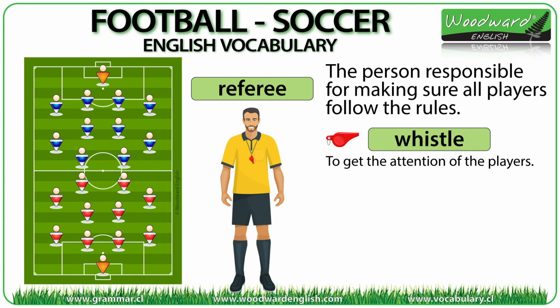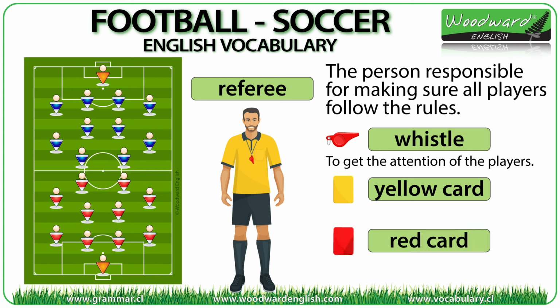The referee also has two types of cards, a yellow card and a red card. Yellow card. A yellow card is given as punishment for a serious foul in the game. When the same player receives 2 yellow cards in a match, then it becomes a red card.